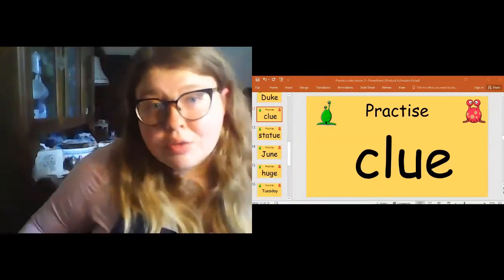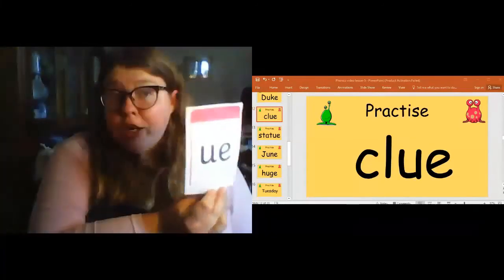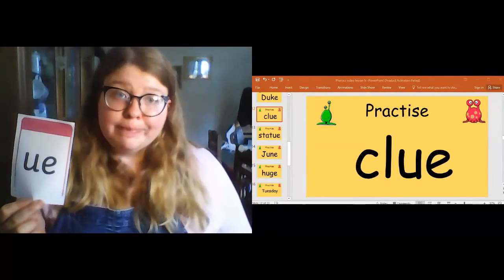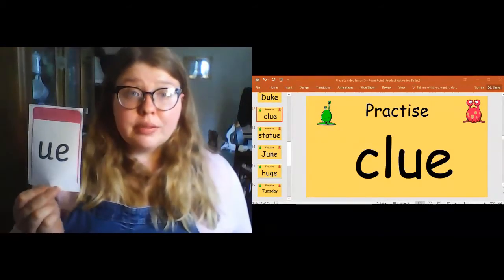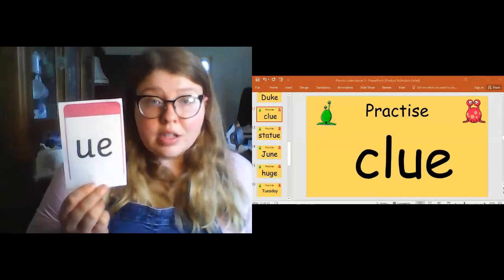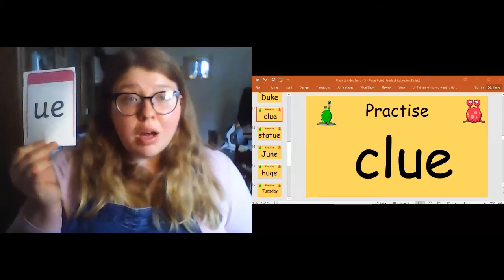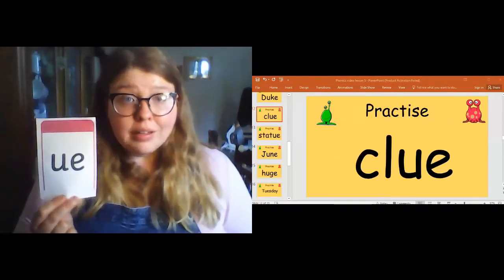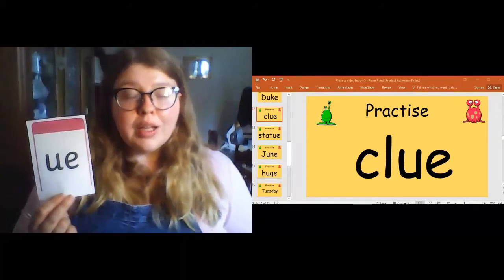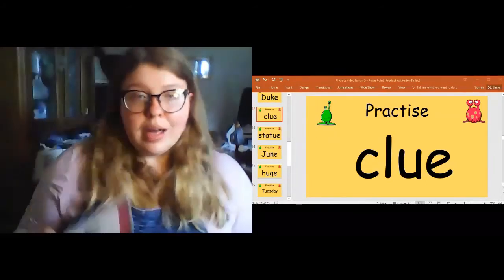Have a go at this one. Remember, you've got to say the word twice. Once with the oo sound and once with the u sound. And decide whether it was the oo or the u sound for that word. So you've got to decide which one was the real word. Ready? Okay. So it's k, l, oo, clue. So for this one, it was the oo sound. Did you get it right? Well done. K, l, oo, clue. Let's do that together. K, l, oo, clue. Excellent job.